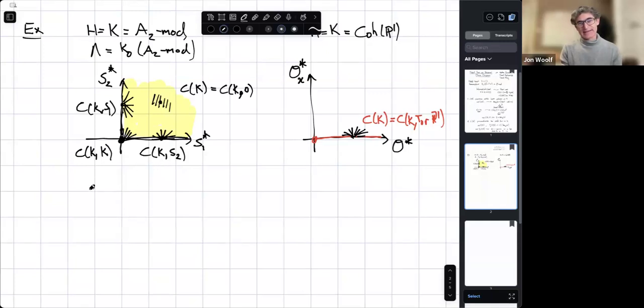What I will say is that these examples are somehow typical. This is a completely typical picture for what happens with a length category with finitely many simples. And this is a completely typical picture for what happens if you take coherent sheaves on a smooth complex projective variety. So the heart cone in the latter instance is always just a single ray like this. And the kernel subcategory is always just the torsion stuff.